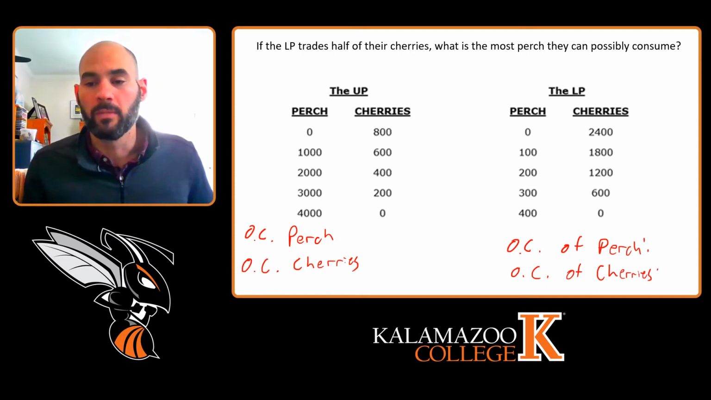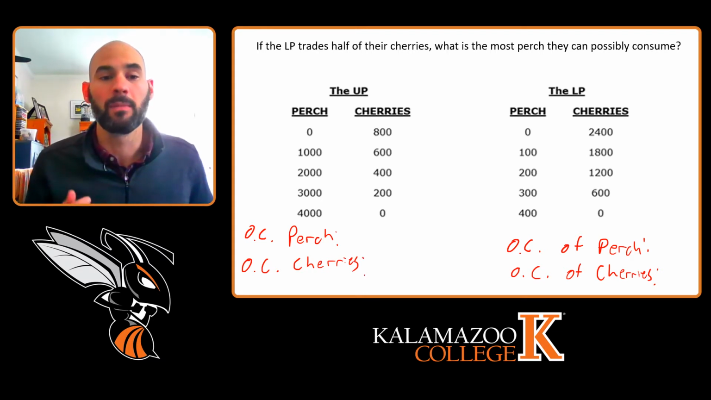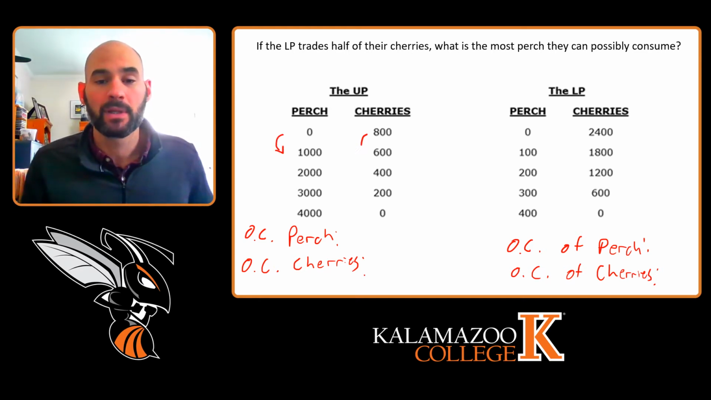So remember, one of the most important things for us to keep in mind when we think about opportunity cost is we want to remember the definition that opportunity cost is what we give up to get more of something else. So if we want to get 1,000 perch, then we have to give up 200 cherries. So to get 1 perch, we have to give up 0.2 cherries. So the opportunity cost of perch is 0.2 cherries. I'm just going to abbreviate that CH to save space.